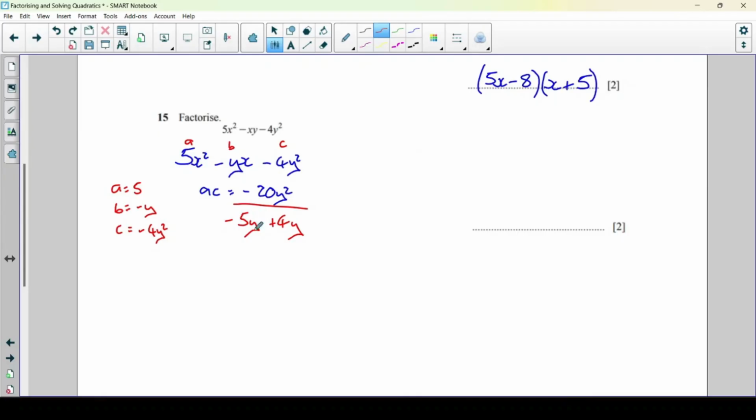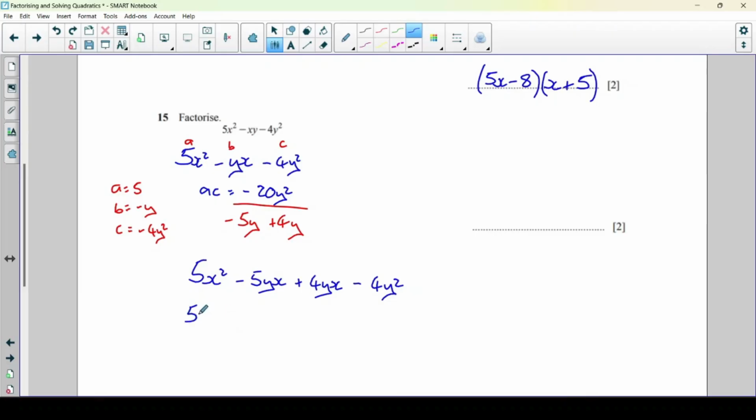And sure enough, you can see that minus 5y times 4y gives me minus 20y squared. And when I add those two things up, I get that minus yx. So now I'm going to split the middle using those two things. 5x squared minus 5yx, don't forget that x as well, plus 4yx minus 4y squared. Now let's do two single brackets.